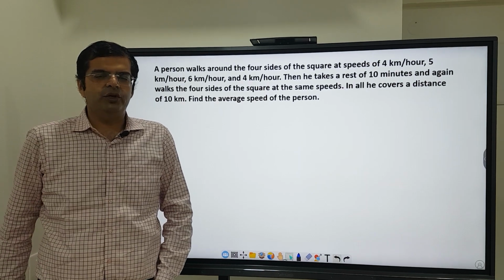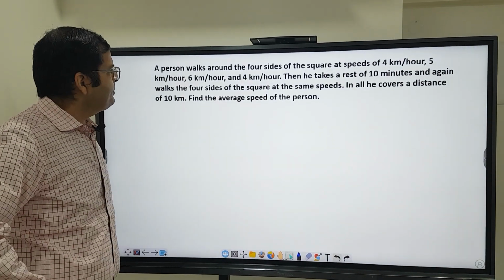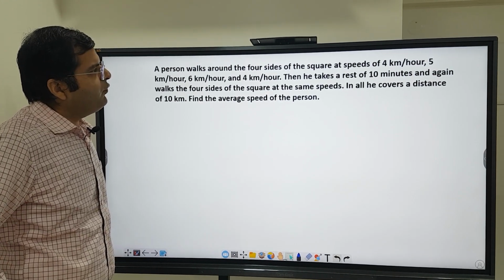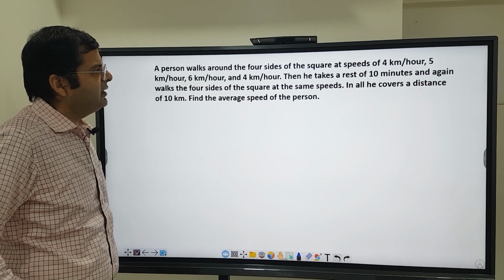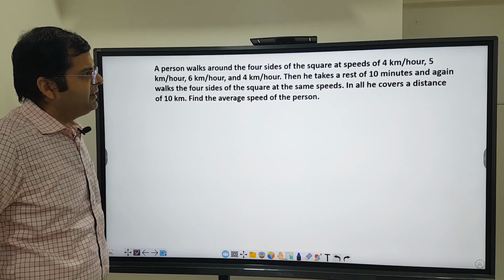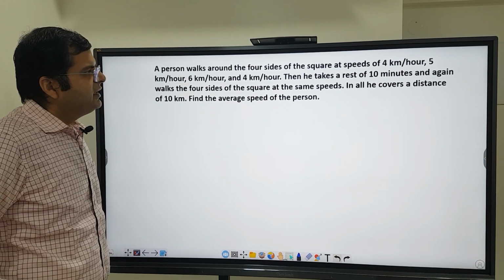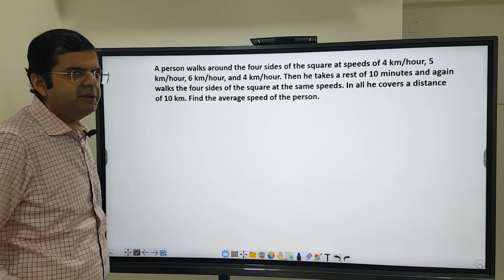So this is the 15th question of the time, speed, distance chapter. The question says a person walks around four sides of a square at speeds of 4 km per hour, 5 km per hour, 6 km per hour and 4 km per hour. Then he takes a rest of 10 minutes and again walks the four sides of the square at the same speeds. In all, he covers a distance of 10 km. Find the average speed of the person.